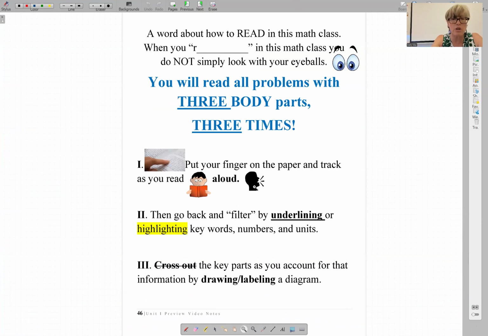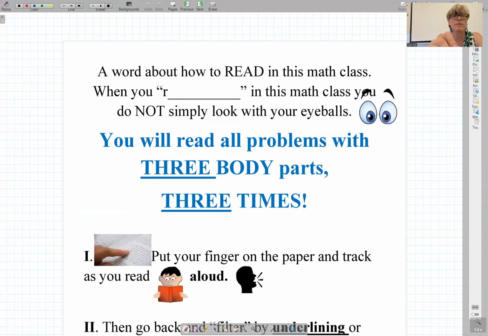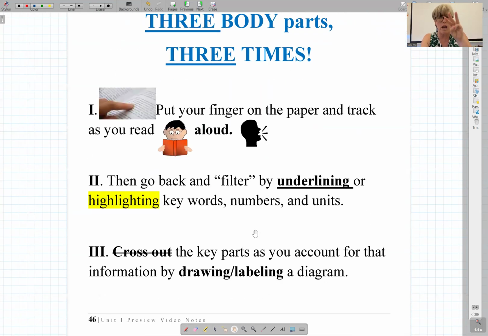Now, as we get into geometric sentences, I got to teach you how to read in this class. When you read in this math class, you will not simply read with your eyeballs. You will read with 3 body parts 3 times. Let me show you what I mean by that. I'm going to model it. You read with your finger on the paper, your eyes on the words, and your lips moving, speaking out loud. 3 body parts. You're going to do it 3 times.